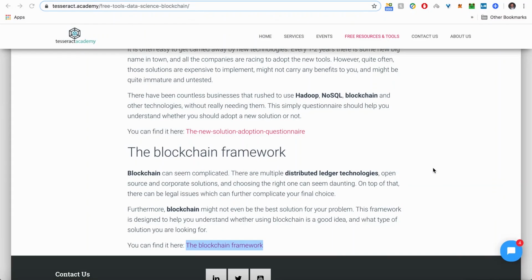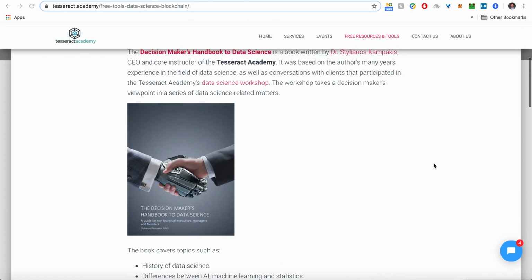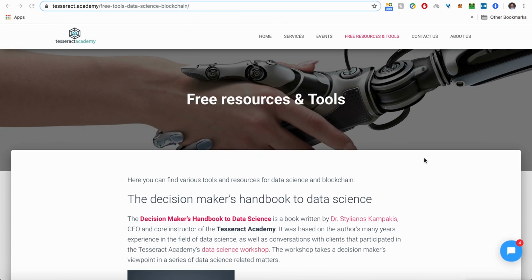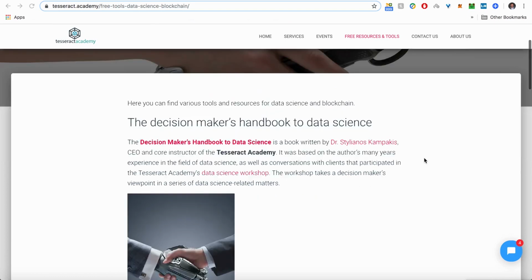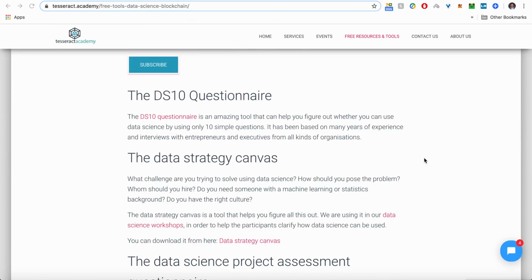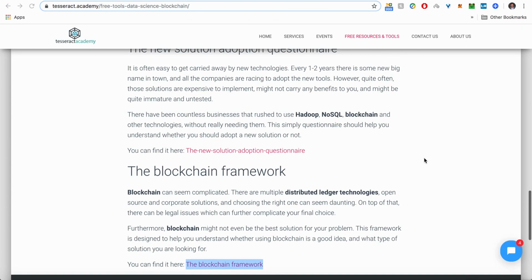In this video, I'm going to talk about the blockchain framework. If you have been on Tesseract Academy's website, you would have probably noticed this section called Free Resources and Tools. Here we are providing to you for free various tools and frameworks which you can use to better understand how you can use data science or blockchain. One such tool, which I'm going to talk about more today, is the blockchain framework.